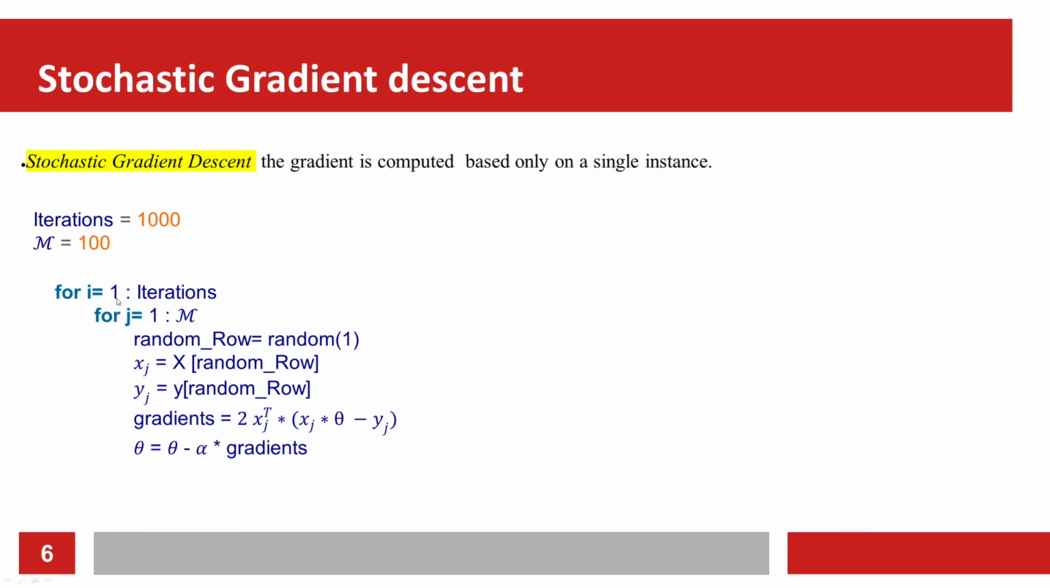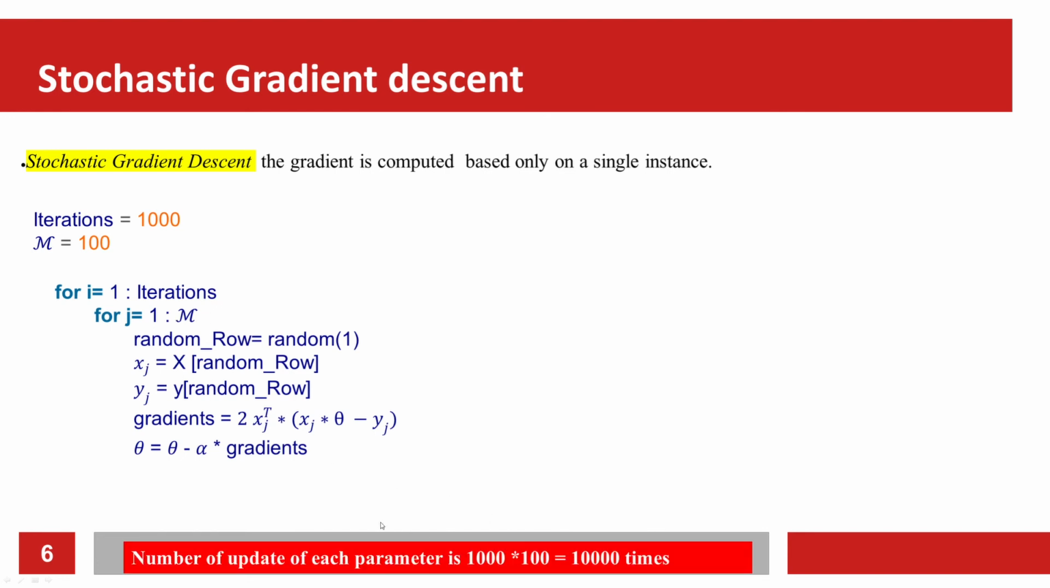And now for 1 to 1000, you have to update again. So in our algorithm here, each parameter is updated 10,000 times. So you have to calculate this. It's easy to find.